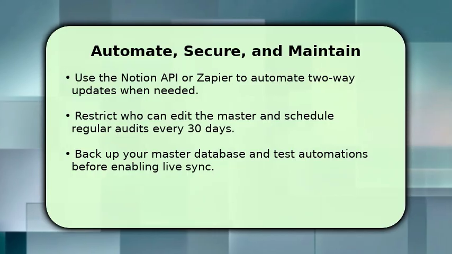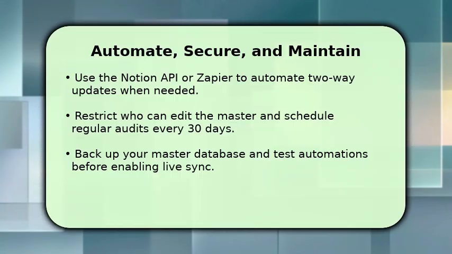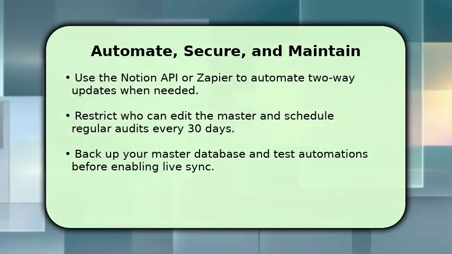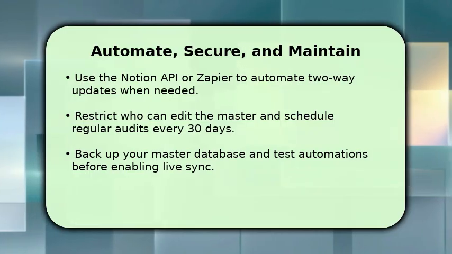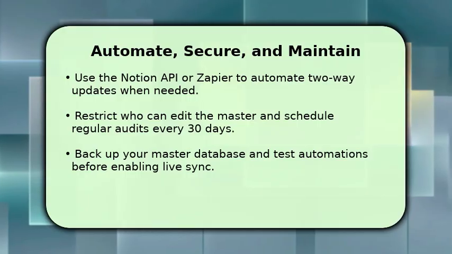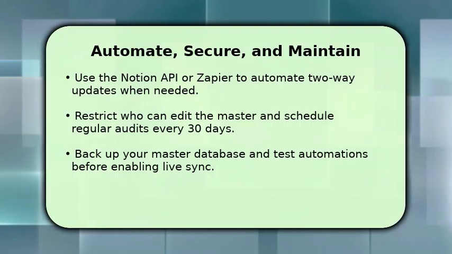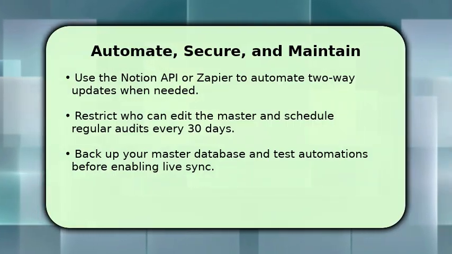Build automations that update only permitted fields and respect relation ID to preserve one-to-one mapping. Restrict editing rights on the master to a small team and run audits every 30 days to detect drift. Back up your master database periodically and test automations in a sandbox before enabling production sync to avoid data loss.